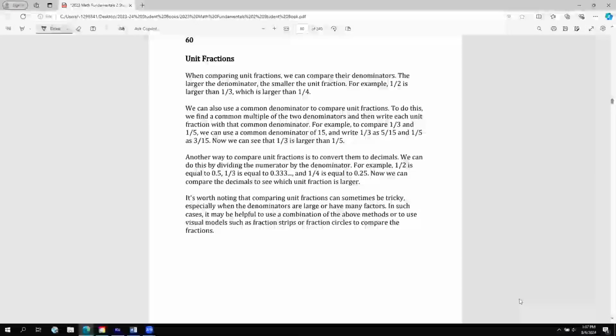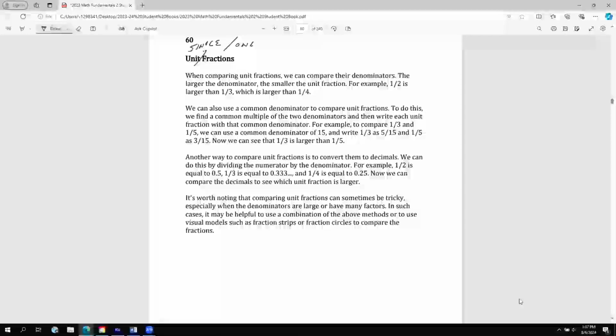Unit fractions. Unit, again, vocabulary. Unit means single or one. So you're looking at a single item, a single piece, one piece of a fraction. So let's talk about that.